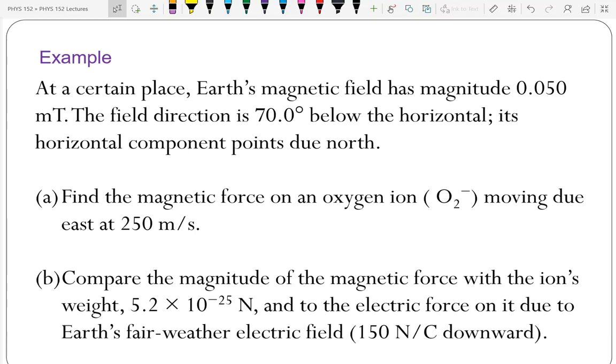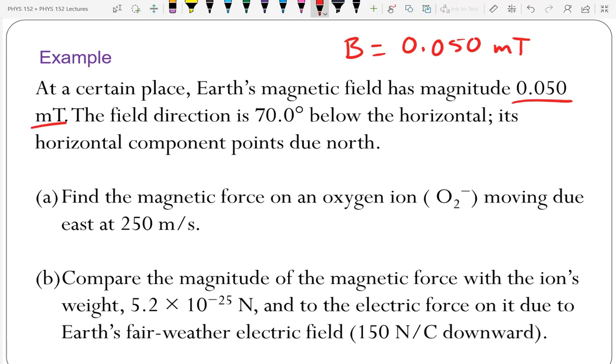At a certain place on Earth, the Earth's magnetic field has a magnitude of 0.050 milliteslas, and it has a field direction that's 70 degrees below horizontal. This here is called a dip compass. It's a compass that measures the angle at which the magnetic field is going into the Earth, because the magnetic field is not parallel to the Earth. You can see it's dipped down quite a bit.